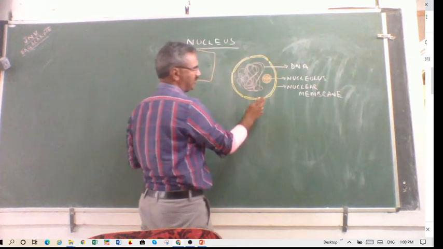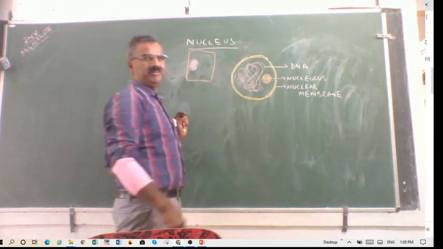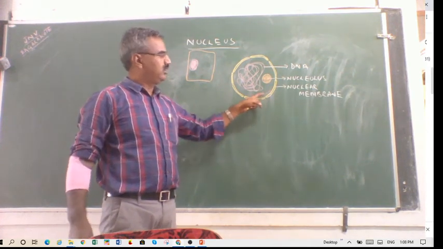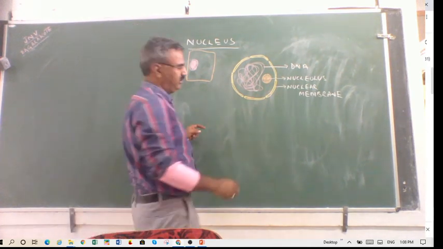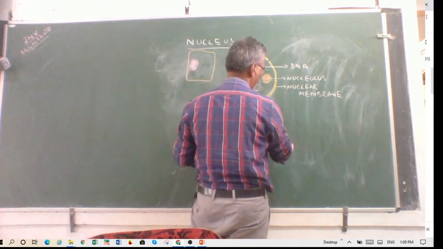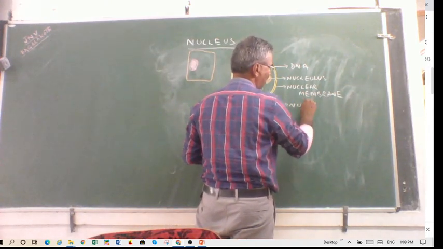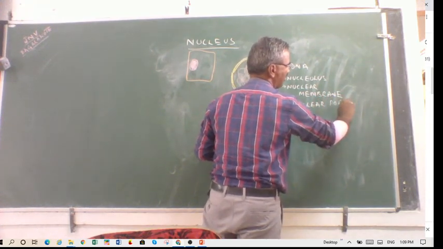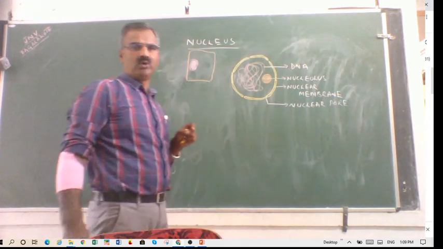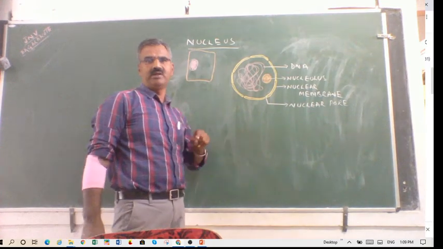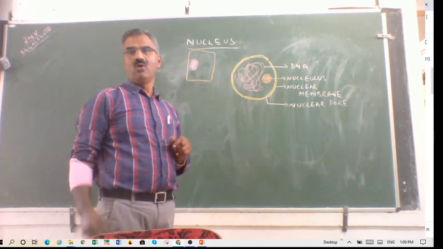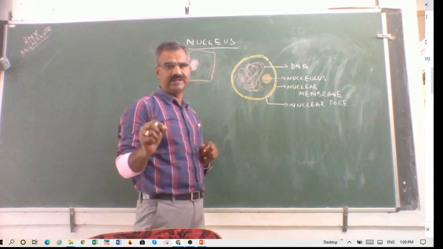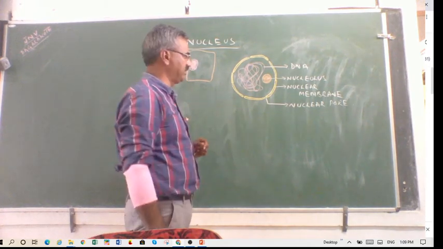And you can see some spaces, gaps, present in between the nuclear membrane. What is this called? Nuclear pore. Pore means, what do you mean by pore? Hole. Very good. Nuclear pore means nuclear hole. Hole is present there, so nuclear pore is present here.